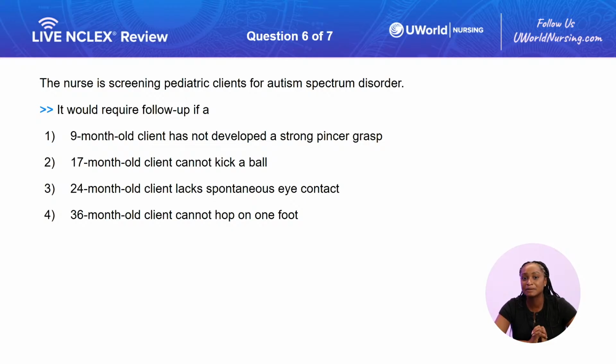Question number 6. The nurse is screening pediatric clients for autism spectrum disorder. It would require follow-up if a blank. Option 1, a 9-month-old client has not developed a strong pincer grasp. Option 2, a 17-month-old client cannot kick a ball. Option 3, a 24-month-old client lacks spontaneous eye contact. Or option 4, a 36-month-old client cannot hop on one foot. Let me know what you guys think in the chat.